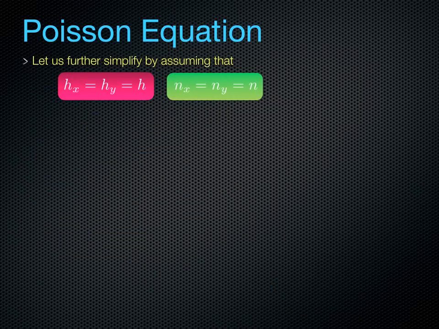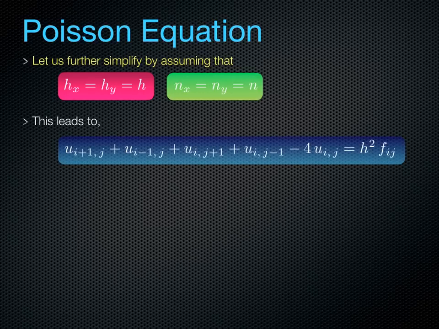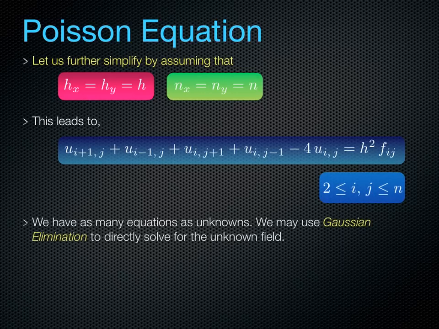So let's go about solving some examples. We can further simplify our notation by assuming that our spacing along the x and y directions are uniform and we have the same number of points for our square domain. So wherever I see an h sub x or y, I put h. Likewise, n sub x and n sub y are replaced with n. And the governing equation I had before can be written as follows. Again, I have as many of these equations as I have interior points, and I will only have as many unknowns. So this is a perfectly well defined problem.